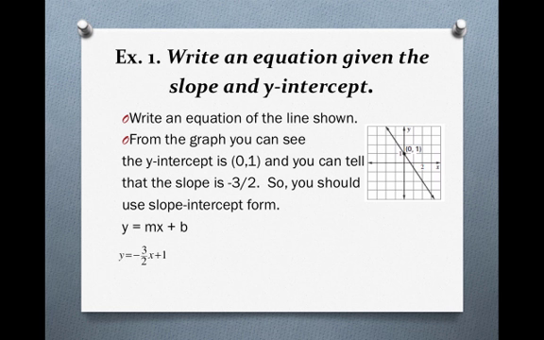So you should use slope-intercept form, y equals mx plus b, and you can use that the slope is negative 3 halves, because we start at 0, 1, and we go down 1, 2, 3, and then we go to the right 1, 2, and we end up back on the line. That's our slope, so you plug that in for m. Y equals negative 3 halves x plus 1.